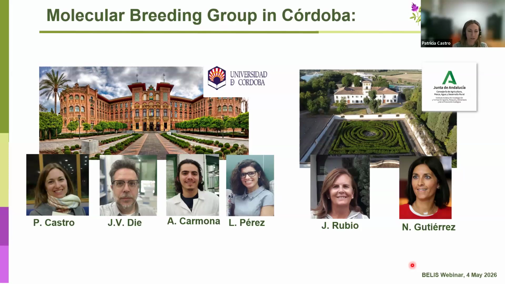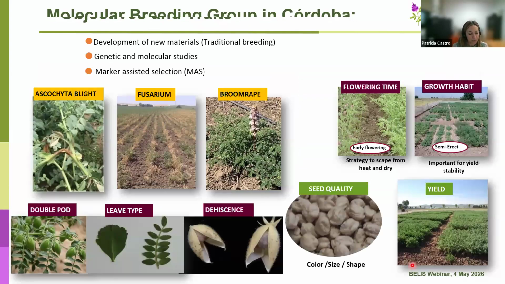So over this time, we have developed new chickpea materials, performed genetics and molecular studies for disease resistance, adaptive traits, and quality traits, and developed molecular markers linked to them. In this talk, we will focus on 4 main traits: Ascochyta blight resistance, flowering time, Fusarium resistance, and leaf type. However, within Project BELIS, our efforts have been centered on 3 of them: Ascochyta blight resistance, flowering time, and Fusarium resistance.